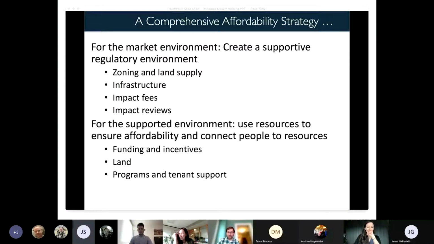No, Lorelai, I've got one for you. This is Josh. I'm just looking at this slide right here for the market environment to create a supportive regulatory environment. Are you saying this is just kind of the standard set of this is the area within which a local government would want to work if they were concerned about creating more affordable housing that's left to the market?